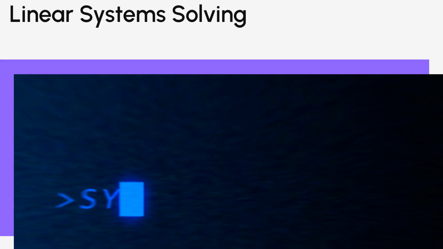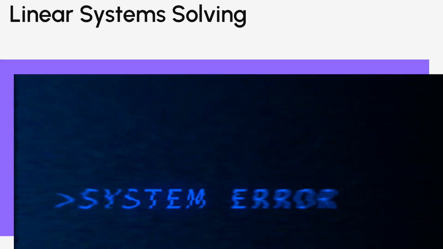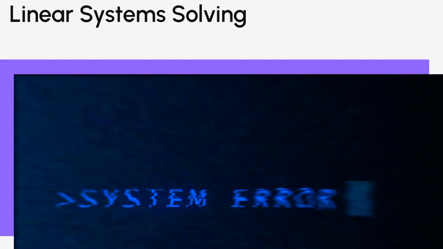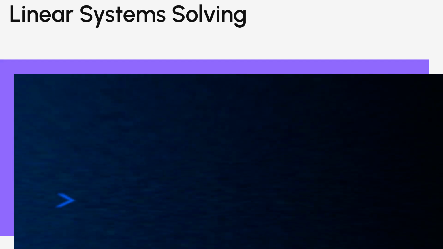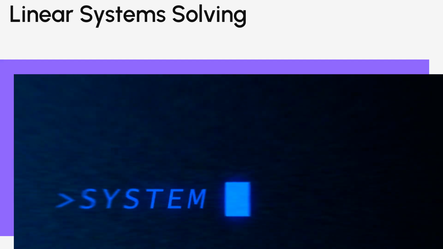Gaussian elimination converts augmented matrices to row echelon form. It uses row operations to simplify the matrix step by step until it becomes easier to back substitute and find the solutions. This method is more flexible and works even when an inverse doesn't exist.